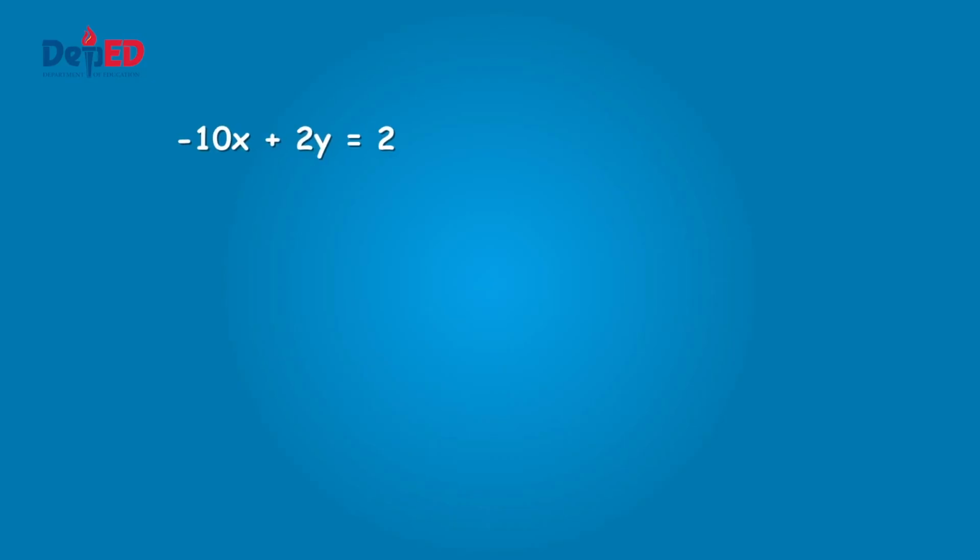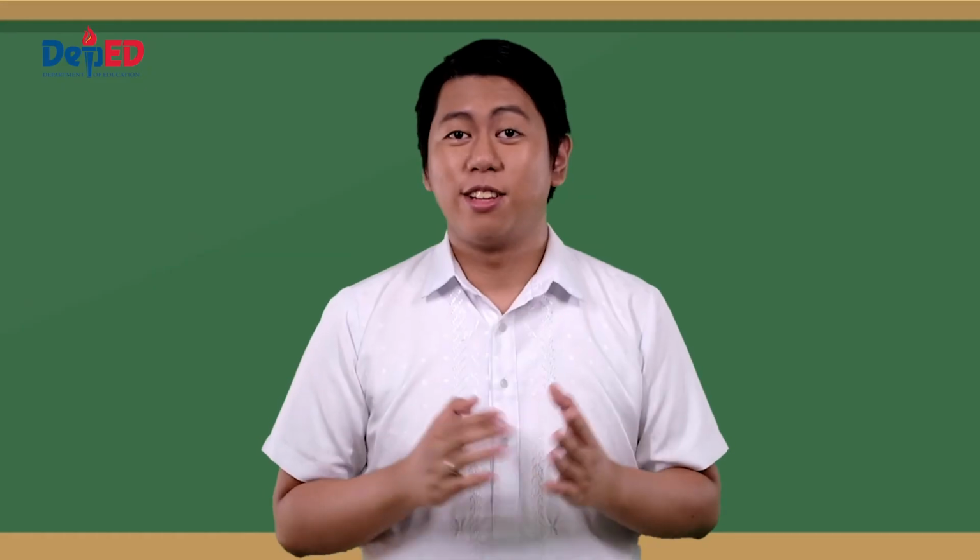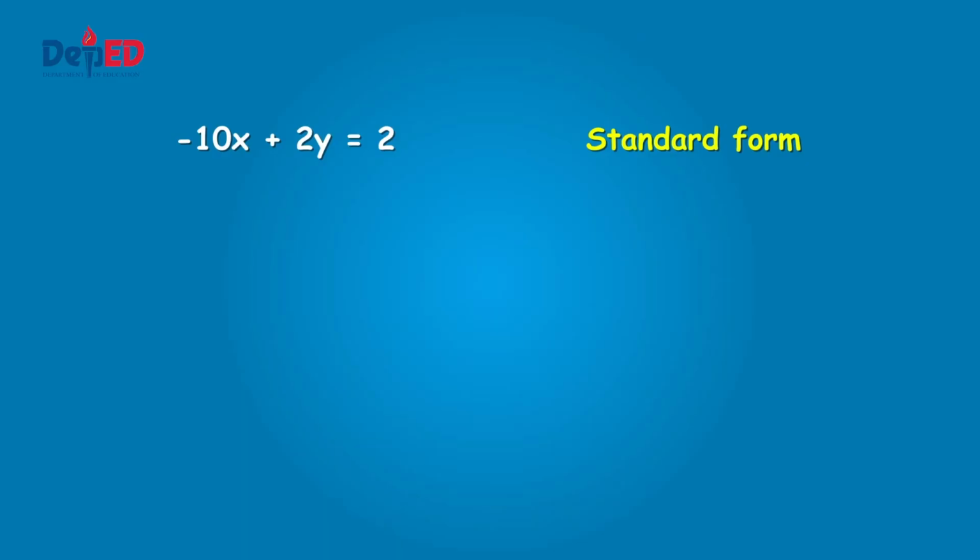Let's try this last example before we move to the evaluation part of our lesson. Graph the linear equation negative 10x plus 2y equals 2. This time, we have a linear equation in standard form, which we can rewrite in slope-intercept form. Do you still remember how to write a linear equation from standard to its slope-intercept form?